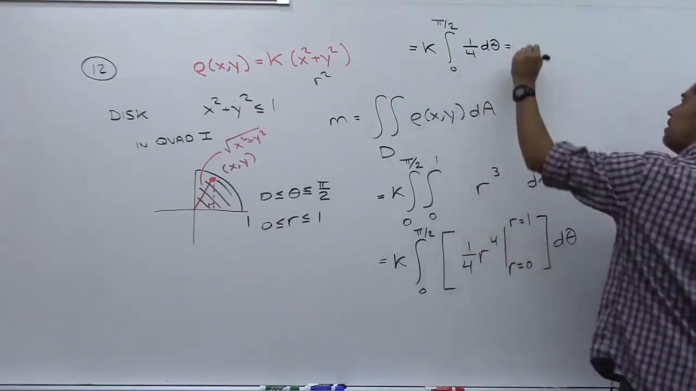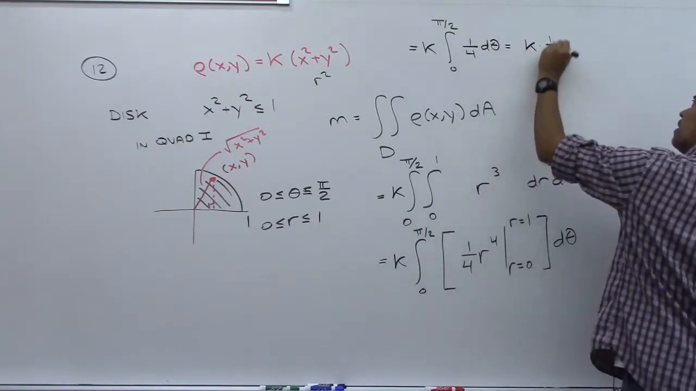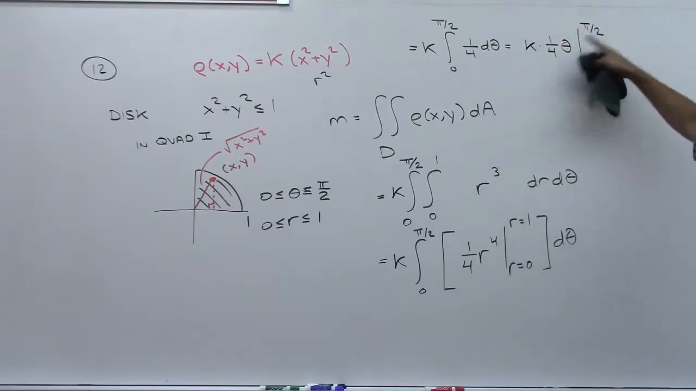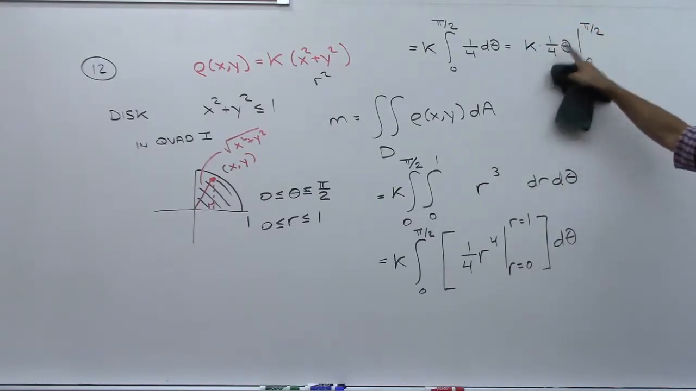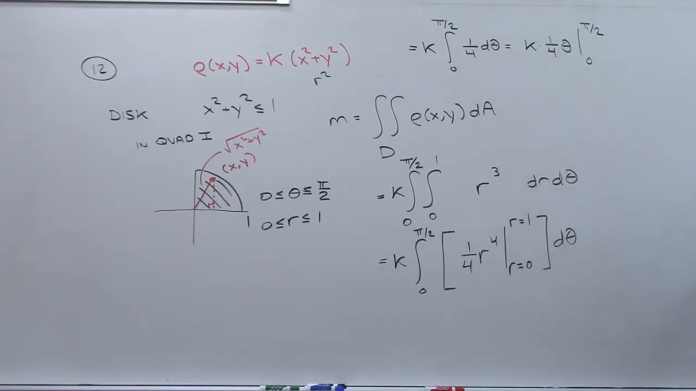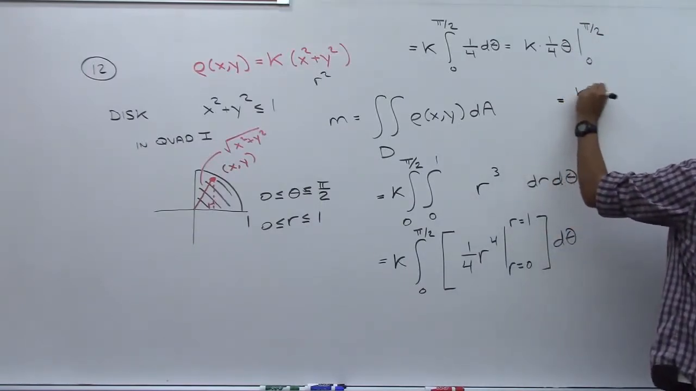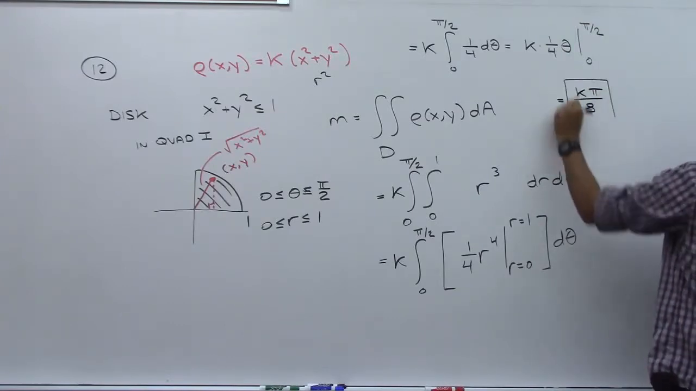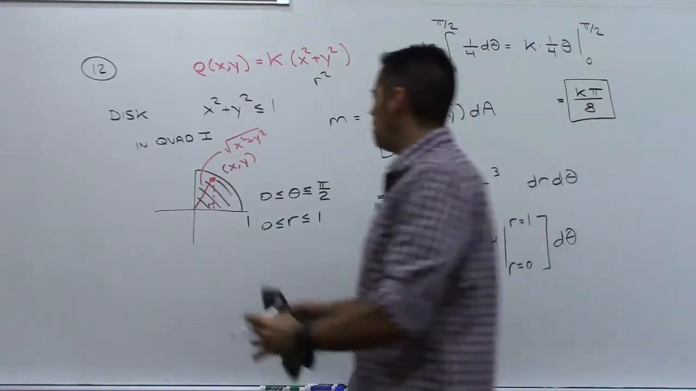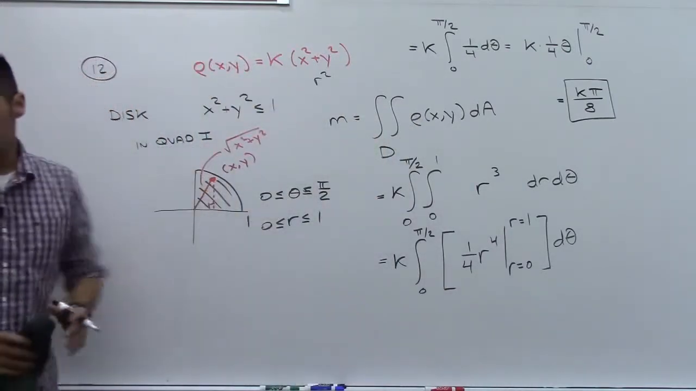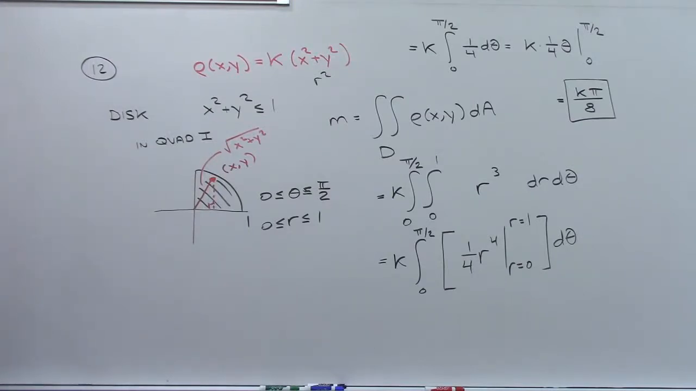which is just take the antiderivative, k times 1/4 theta evaluated from 0 to pi over 2. When I plug in pi over 2 here, I'm going to get k times 1/4 times pi over 2. That gives me k times pi all over 8. And then when I plug in 0, I get 0. So I should have k pi over 8 will be my mass. So if someone tells me what the proportionality constant is, then I will be able to tell them the mass of this lamina.